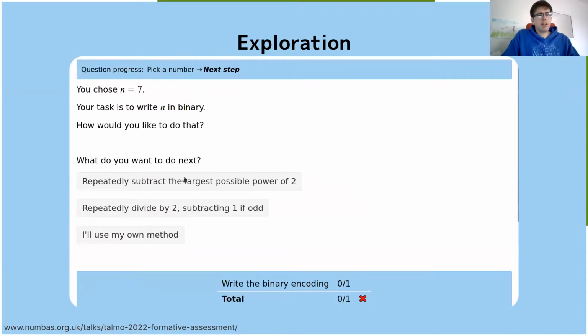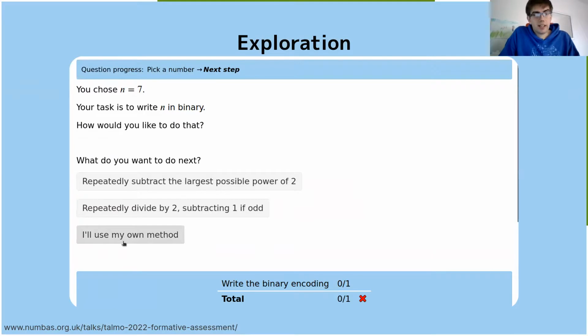So I want to write this in binary, and I've got a couple of different ways of doing that. Repeatedly subtract the largest possible power of 2, or subtract one if it's odd and then divide by 2 repeatedly until we get down to nothing. Those are two different ways of finding the binary representation of a number.